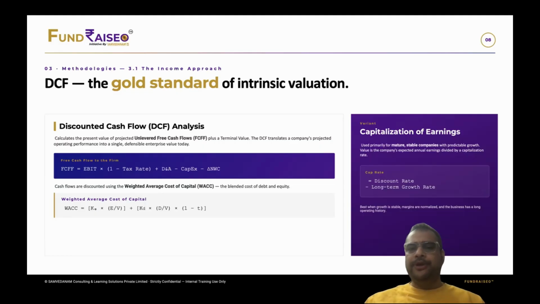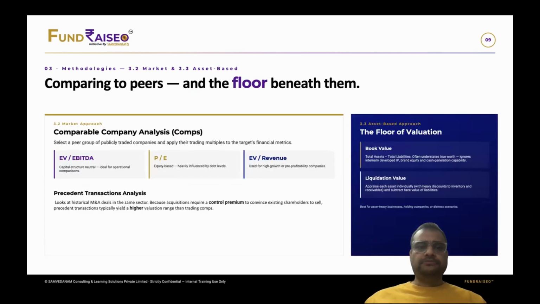But again, as I said, it depends on country to country, business to business, and sector to sector, right? So again, I'm saying that capitalization is actually used for mature companies when the growth is stable, margins are normalized, and the business has a long-term operating history. Now, what are the other two methodologies which we are talking about apart from the income-based approach?